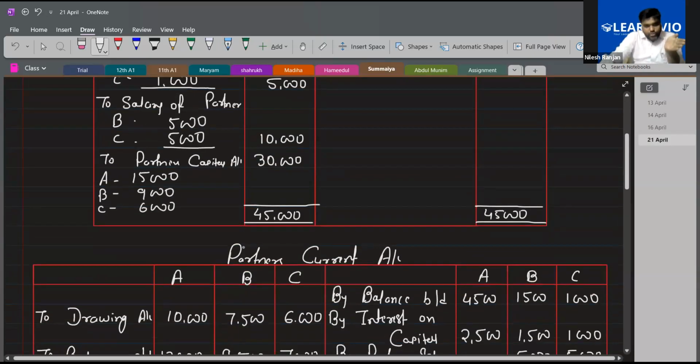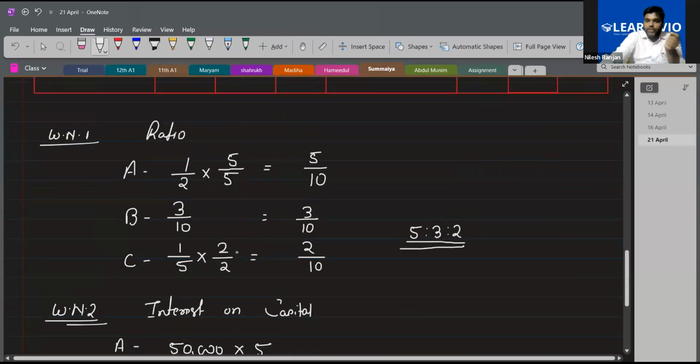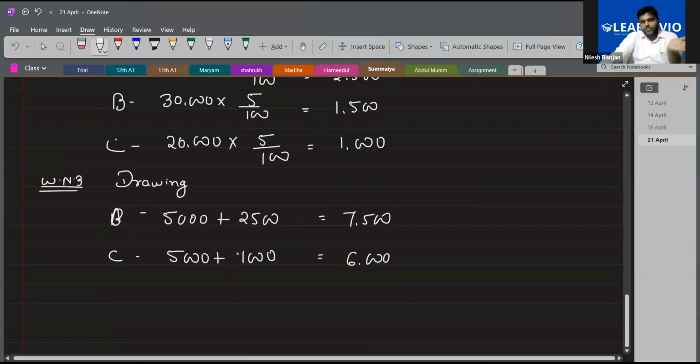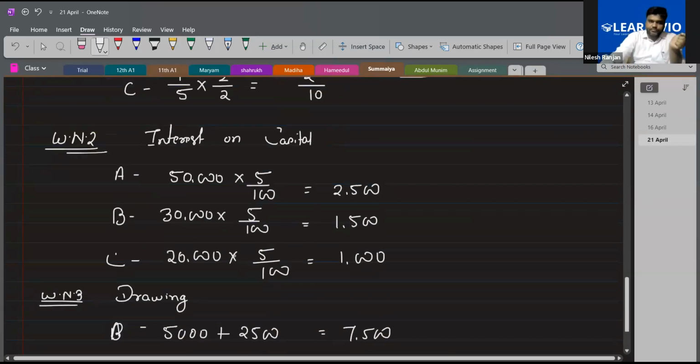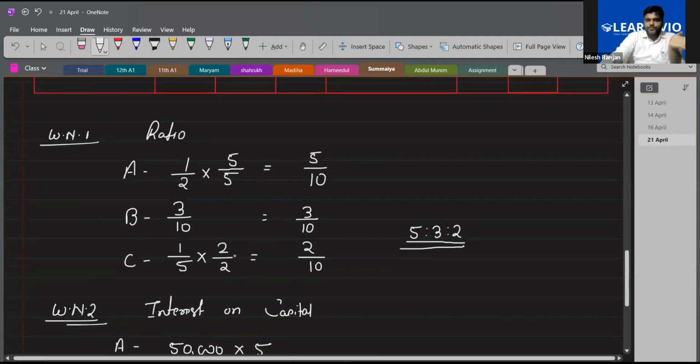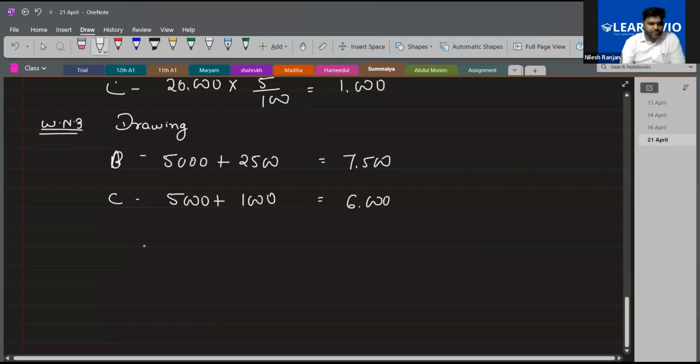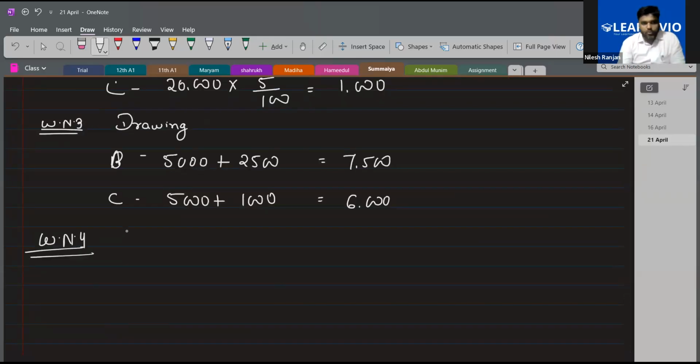You will prepare the solution and there should be a working note along with the solution. Like this. What you are calculating, you have to write it. One working note is actually missing here. Working note number 4, it will be division of profit.